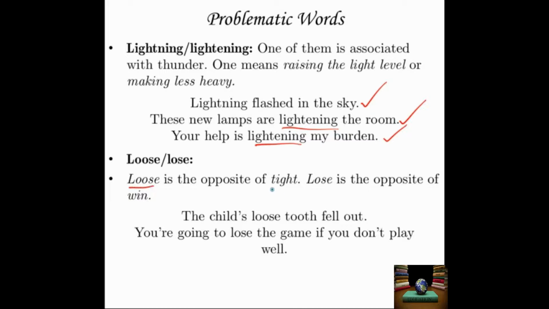Loose with two O's is the opposite of tight. So, for example, when a dog gets off its leash, it is said to be running loose. So just remember, loose has so much extra room in it that it can fit two O's. It's the opposite of tight.